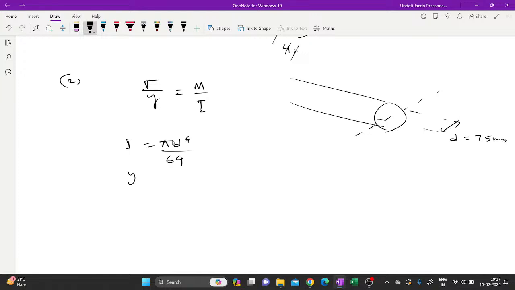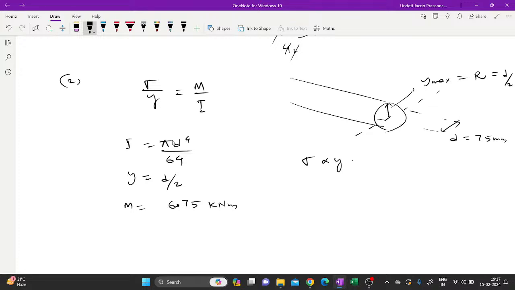Y value, you know, sigma is proportional to y. So the farther we go from the neutral axis, the greater the stress. This is the value of y max, which is nothing but r, which is equal to d by 2. So at the extreme points, we'll have the maximum value of bending stress. The bending moment value, which we already got, is 6.75 kilonewton meter.